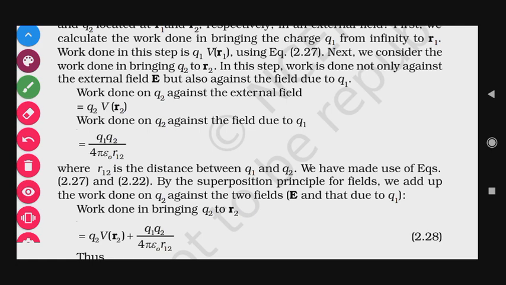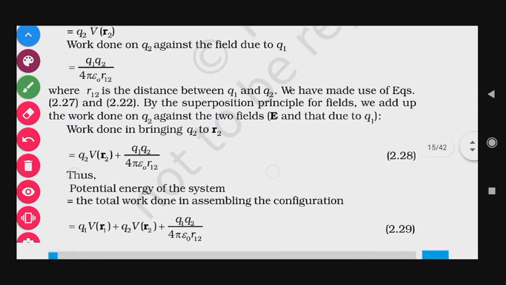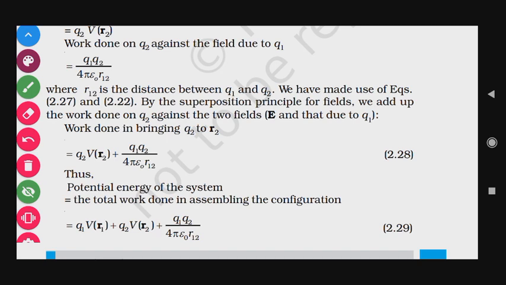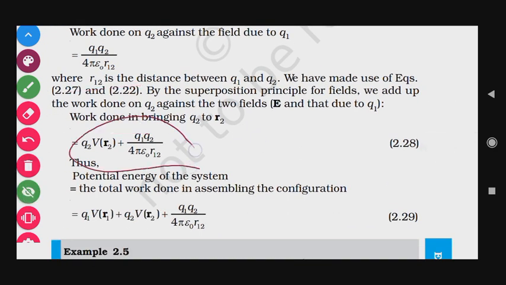Here r12 is the distance between q1 and q2, and we have made use of equations 2.27 and 2.22. Now by the superposition principle for fields, we add up the work done on q2 against the two fields. The total work in bringing q2 to r2 is the sum of the work against the external electric field and against the field of the charge q1. This much work we have done.